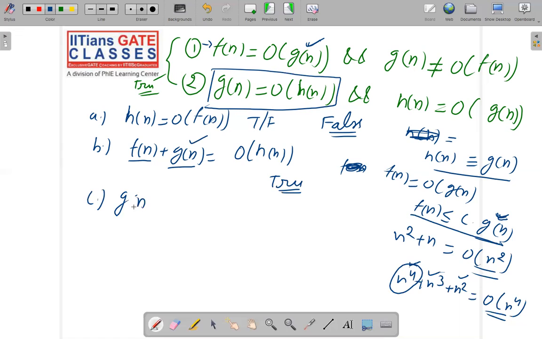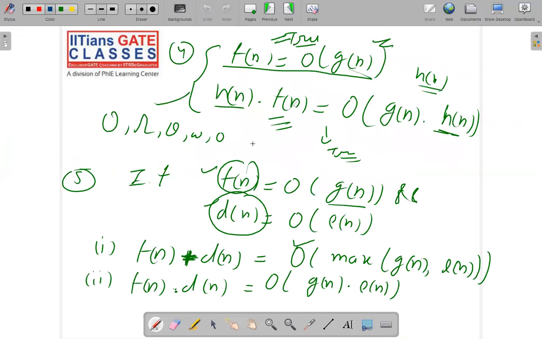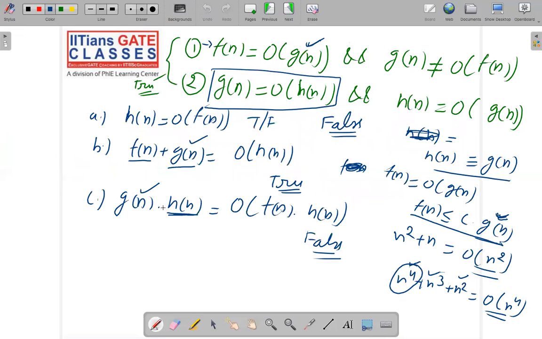Okay, the third one is Gn dot Hn equal to order of Fn dot Hn. Right? So this is obviously false, because here the weight of Gn is greater. Using this rule, if this condition is satisfied, we can append a function on both sides. So we can remove also. We can remove the same function on both sides. If you remove this function, it is already given that this is not equal. Okay, so this is false.